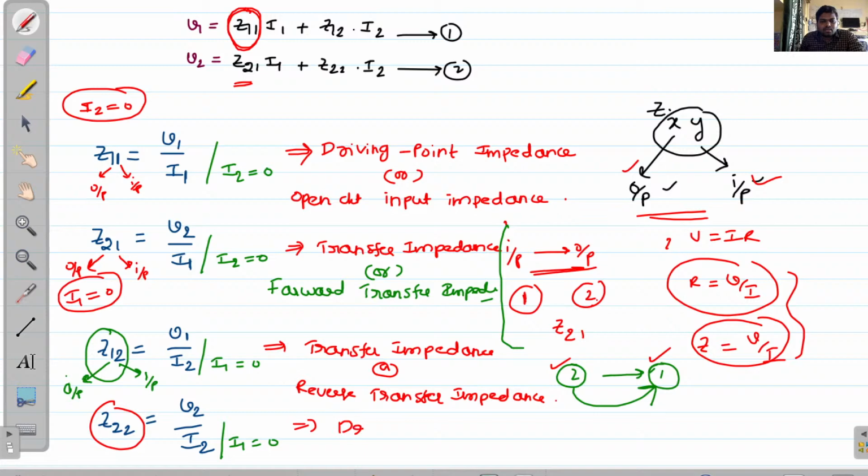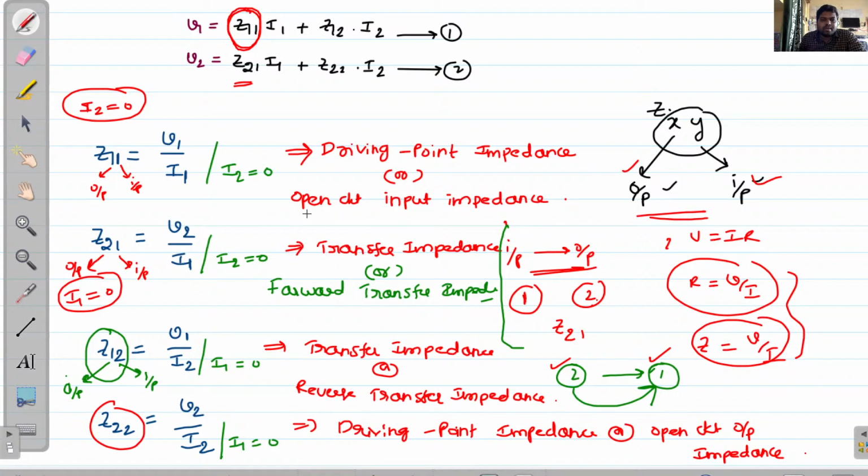So I can call it a driving point impedance. Otherwise, we can call it an open circuit output impedance, right? Open circuit output impedance. Okay. So Z11 is nothing but what?